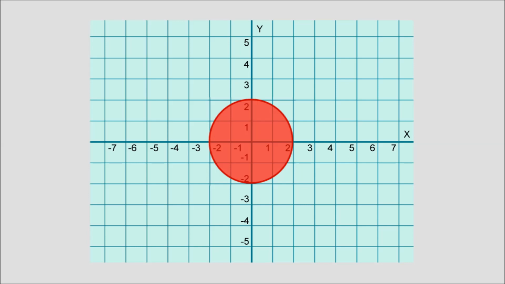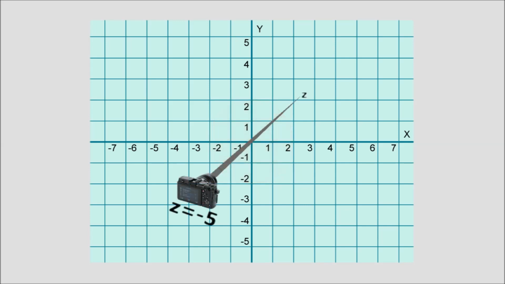Now there's a third axis called the Z-axis. That goes in and out of the screen. Positive values of Z are behind the graph paper, and negative values in front of the graph paper. So we want to put the camera somewhere in front of the graph paper, say negative 5 units in front, like this. We also want to put a light source in our picture. Let's say we put it 4 units to the right, 6 up, and then 10 units out.